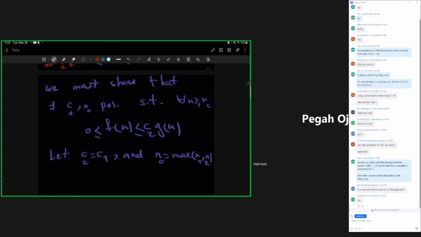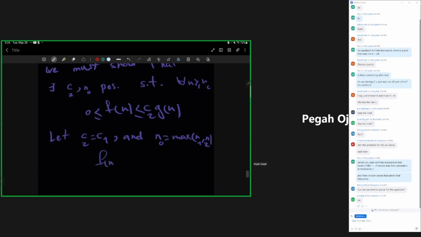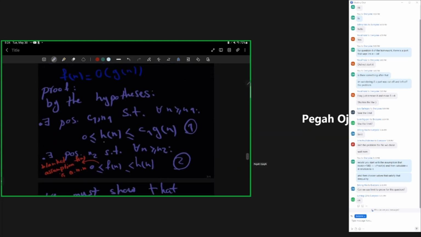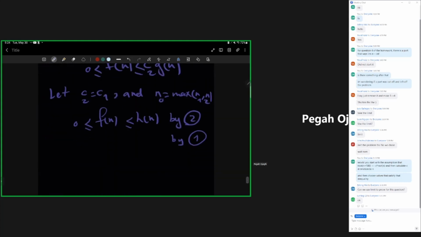I know the second one. I know this holds for n greater than n2. So I know that f of n is greater than 0 and less than h of n. I already know that; this is coming from 2. Then by 1, what I have, let's go here. By 1, it says that h of n is less than c of g of n. So I can use that one. h of n is already less than or equal to c of g of n. So I already know that.